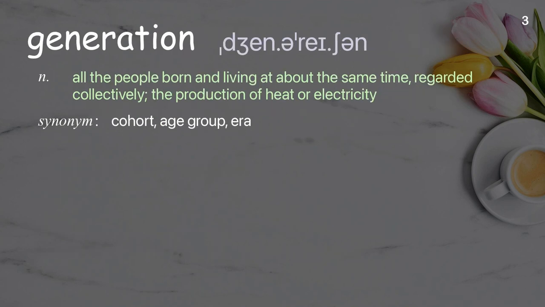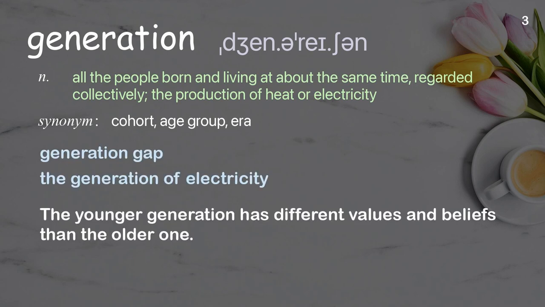Generation. All the people born and living at about the same time, regarded collectively, the production of heat or electricity. Examples. Generation gap. The generation of electricity. The younger generation has different values and beliefs than the older one.